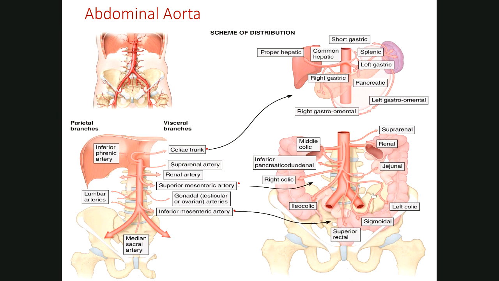The other paired arteries that come off the abdominal aorta include the renal arteries going to the kidneys, lumbar arteries with the supply of the posterior abdominal wall, and then the median sacral artery going to the pelvic organs.